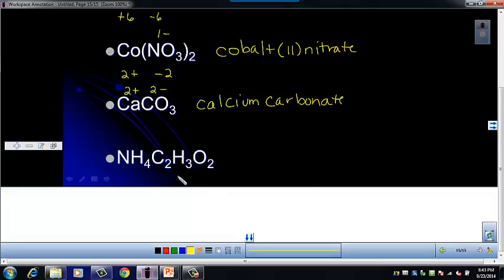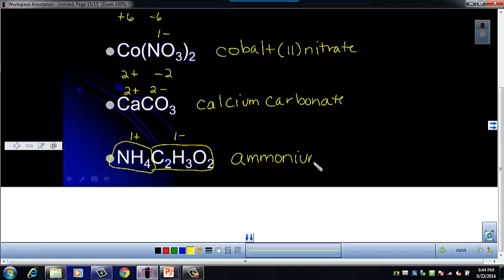Let's try one more. See if you can figure out what's in this. All right, so hopefully you've recognized that this is a polyatomic ion and this is a different polyatomic ion. Ammonium is our only positive polyatomic ion. It's a 1 plus. And this other big one, C2H3O2, is acetate and it's a 1 minus. We know the charges on both of those because they're both polyatomic ions. With polyatomic ions, we don't have to name the charge. We're just going to call that ammonium acetate. We don't need any Roman numerals or anything because we already know the charge.